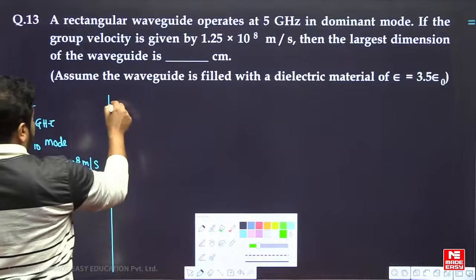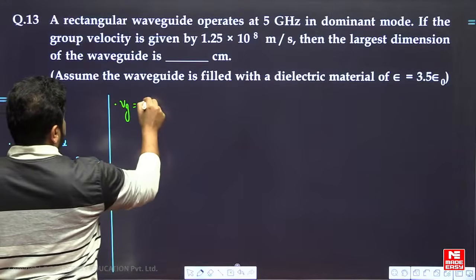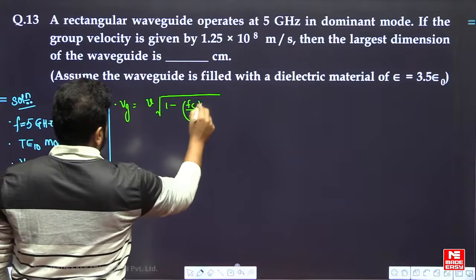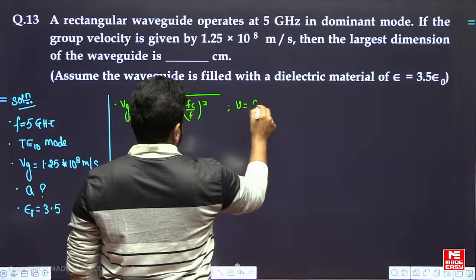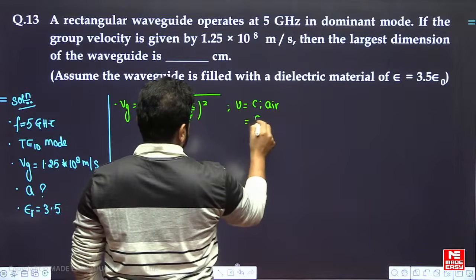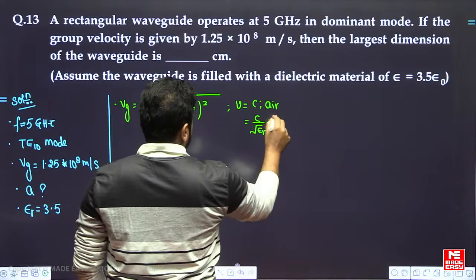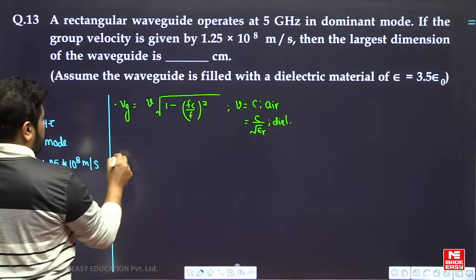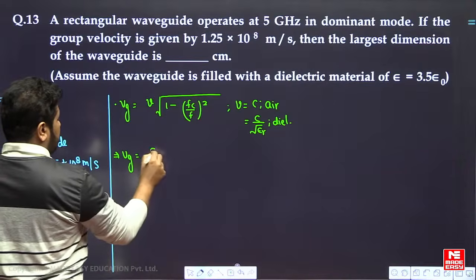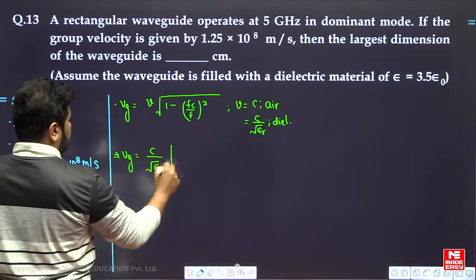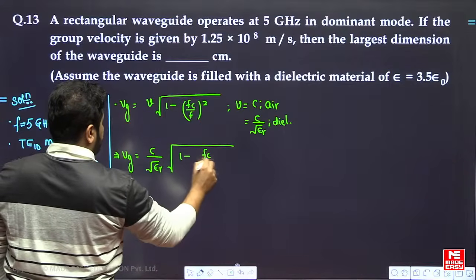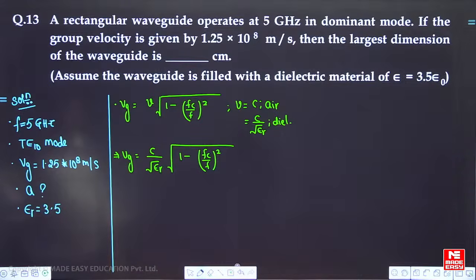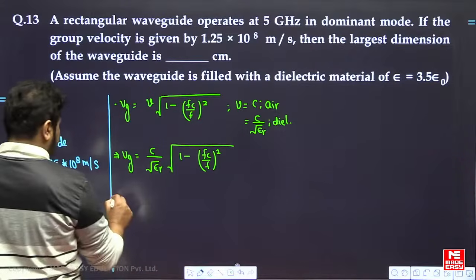Now what is group velocity actually? Group velocity is equal to V root under 1 minus Fc upon F whole square, where V is equal to C if it is air filled, and this is equal to C upon root under epsilon r if there is a lossless dielectric. So here there is a dielectric, so I will be using another formula. Therefore group velocity Vg is equal to C upon root under epsilon r, root under 1 minus Fc upon F whole square, right? So let us calculate a few things from here.